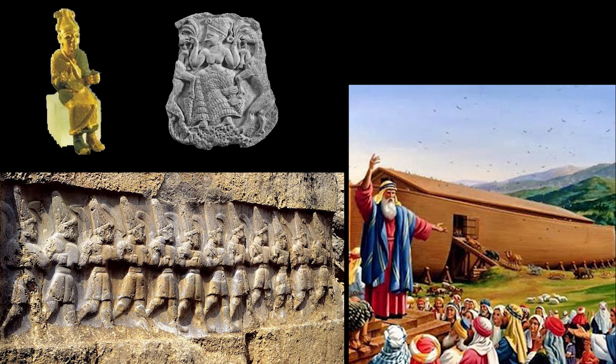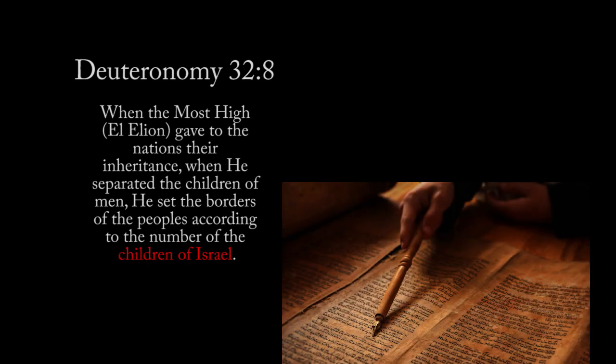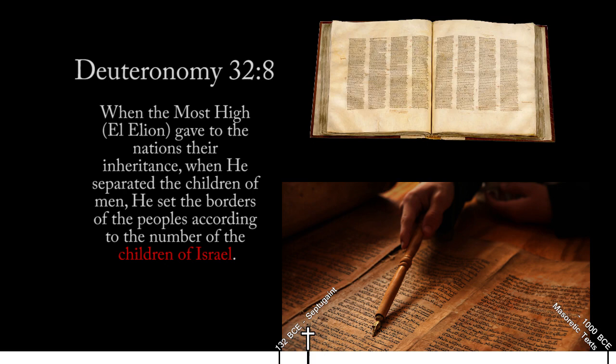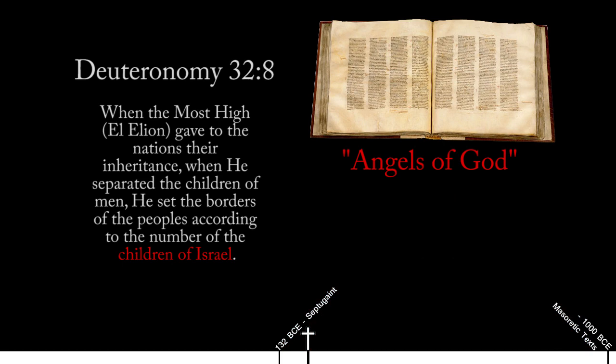This is actually supported by Deuteronomy 32:8, which says, "When the Most High, El Elyon, gave to the nations their inheritance, when he separated the children of men, he set the borders of the peoples according to the number of the children of Israel." But hold up, that last phrase there, children of Israel, is the Masoretic reinterpretation and is not a clean translation. The Septuagint, which is over 1,000 years older, uses a different phrase, angels of God. However, this too is interpretive.